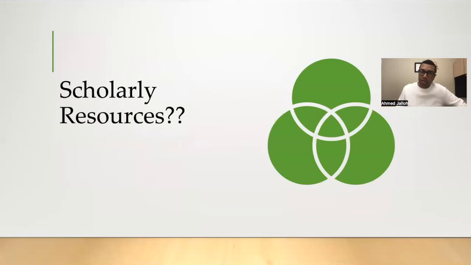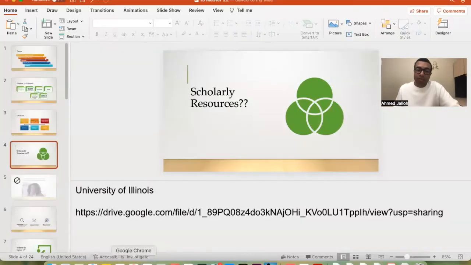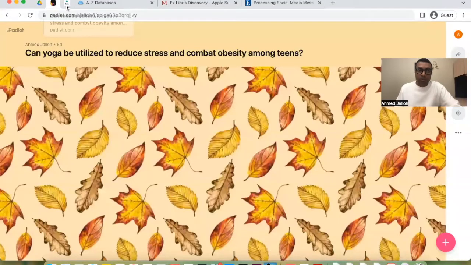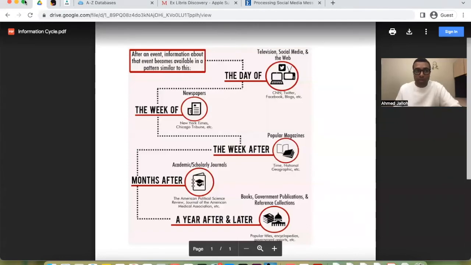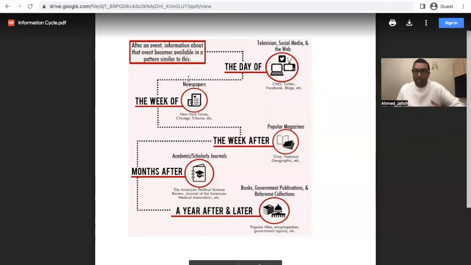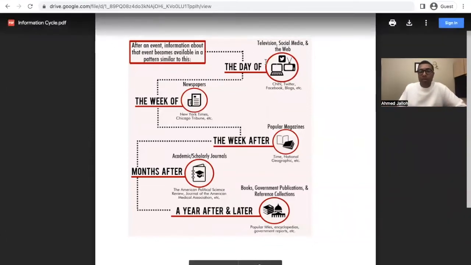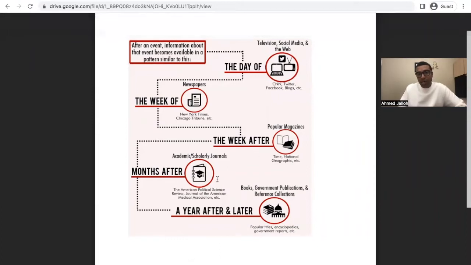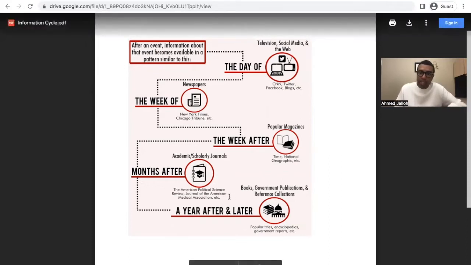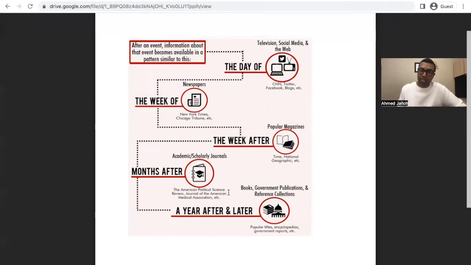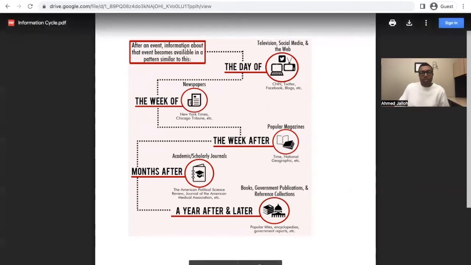Now let's talk about scholarly resources and why it's preferred to use scholarly resources over popular news articles. So whenever we get a scholarly resource or a textbook, it follows the information cycle. And usually with the information cycle, the lower you get on the information cycle, the more credible that information is. So first, an event has to occur. So let's say, for example, Apple is slowing down the iPhones.